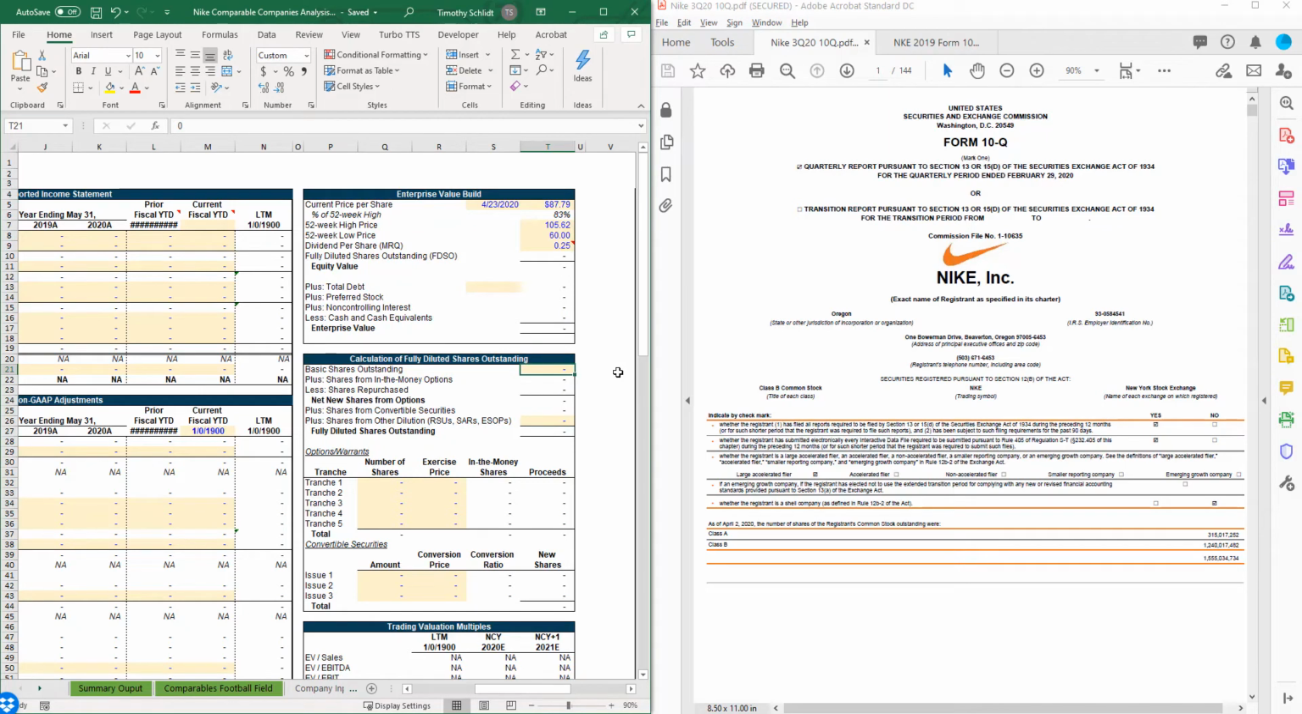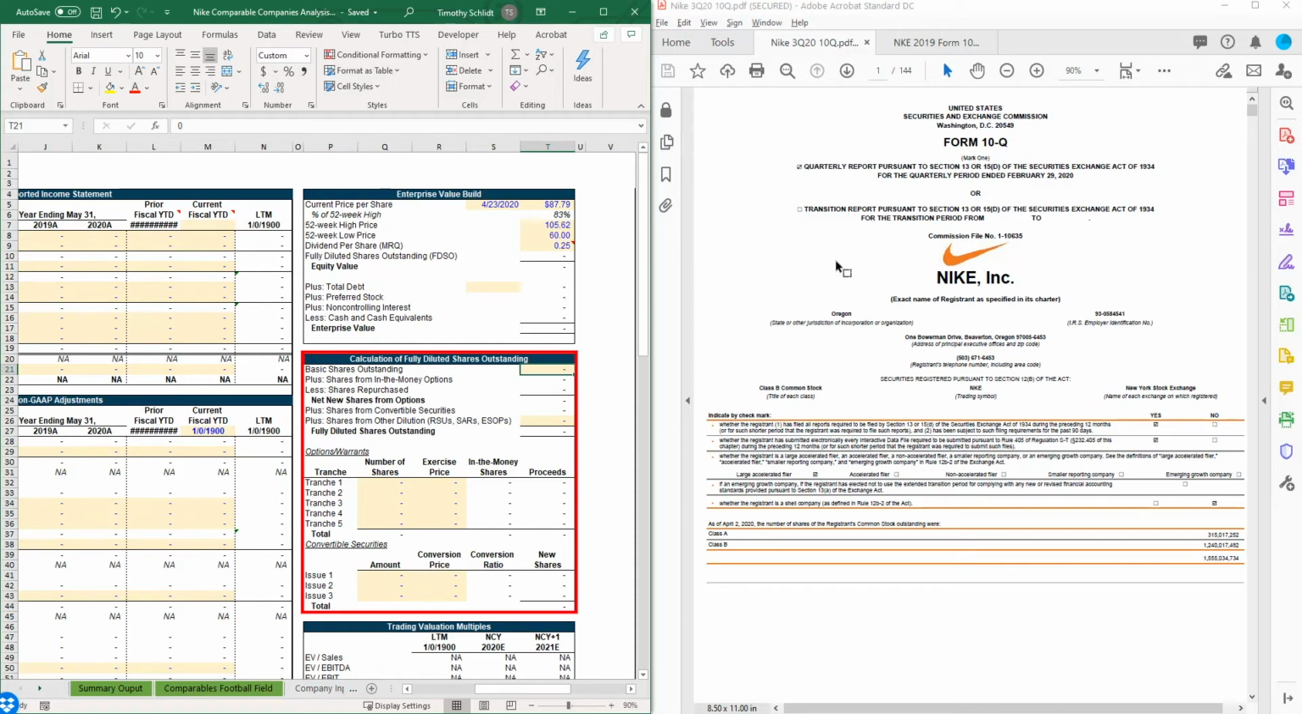Now that we have our basic general information entered, as well as our starting point for enterprise value, namely our current share price, we can start building to equity value by calculating fully diluted shares outstanding. As you guys recall, it won't suffice just to have basic shares outstanding. We also need to account for dilution from options, warrants, restricted stock units, and any other dilutive securities that may exist out there. So with that said, let's start with the easy part, and that is basic shares outstanding.